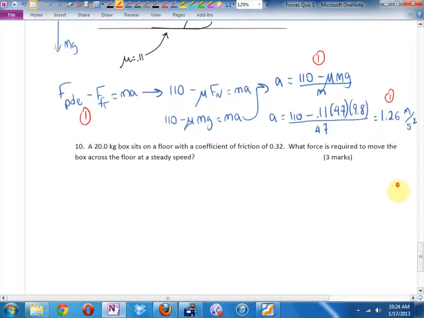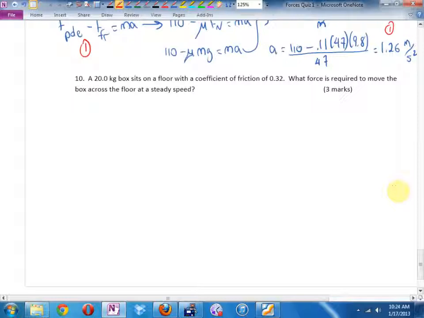Last one. Number 10. A 20 kilogram box sits on a floor with a coefficient of friction of 0.32. What force is required to move the box across the floor at a steady speed? You know what, Dylan? I think this is an important phrase right there. Because if it's at a steady speed, what do I know? I know that, but what else does that tell me? Come on, reach back. You came up with this about 2 minutes ago. I know you can. What's the acceleration? That's going to come in important when I do my winner minus loser. Whether there's an A, it's a 0.